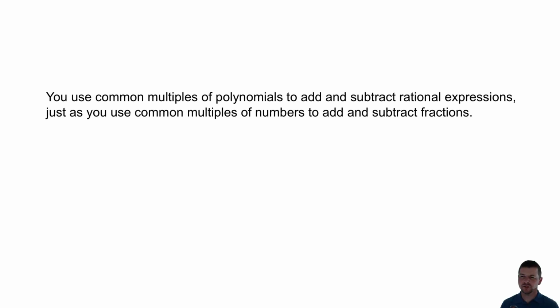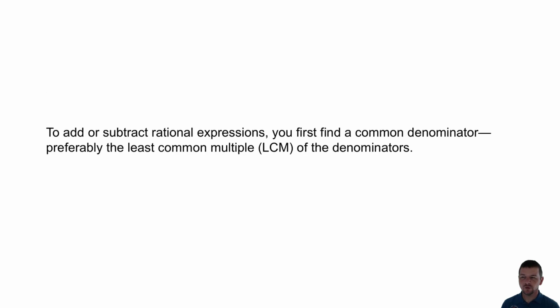You use common multiples of polynomials to add and subtract rational expressions, just as you use common multiples of numbers to add and subtract fractions. To add or subtract rational expressions, you first find a common denominator, preferably the least common multiple, or LCM, of the denominators.